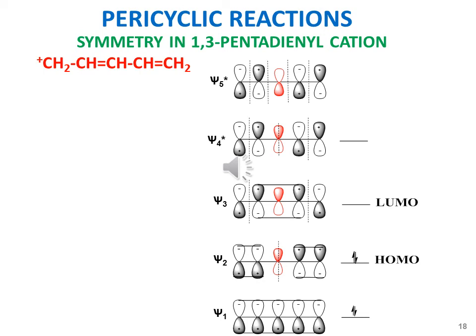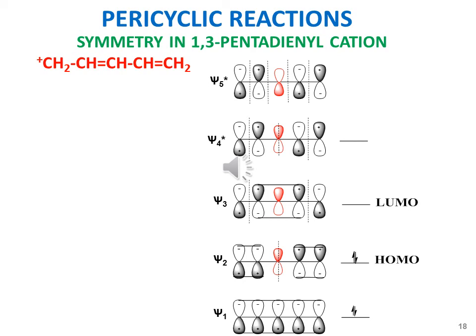And similarly, atomic orbitals number 2 and 4 are overlapping. In the case of psi4 star, there should be 3 nodes because 4 minus 1 is equal to 3. So 3 nodes are present, which are shown in the dotted line. And similarly, in the case of psi5 star, 4 nodes should be present because 5 minus 1 is equal to 4.